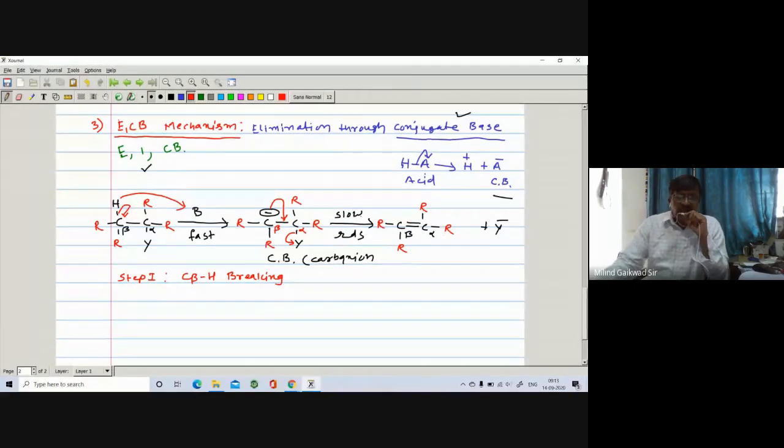Again, in this case, what is the required condition? There must be the presence of a C-beta-H bond. So this is the mechanism of this reaction, right? So these are the three mechanisms.